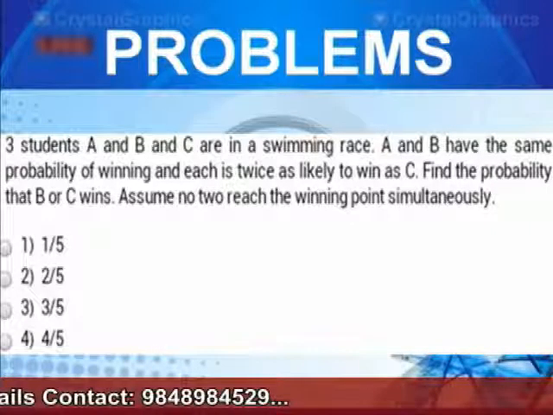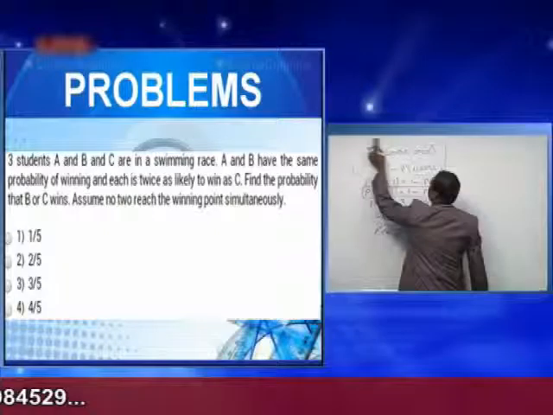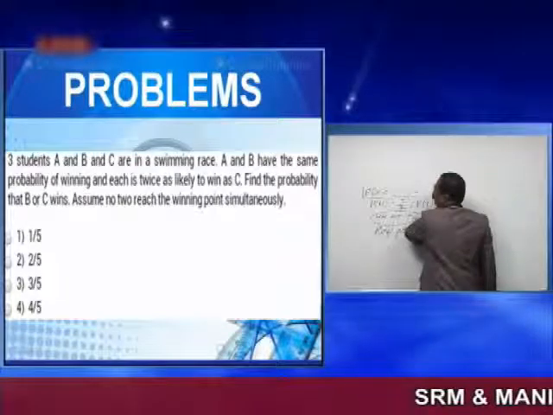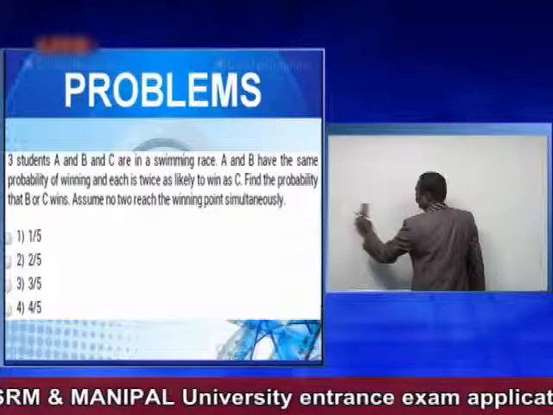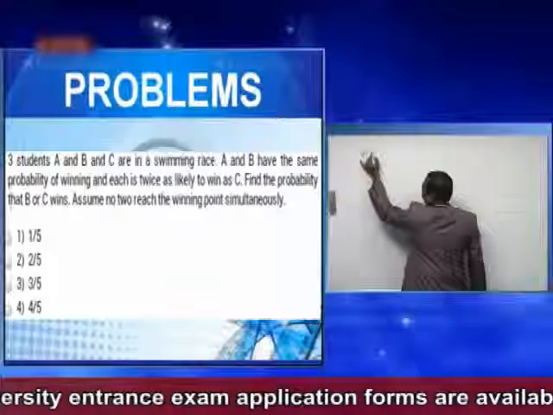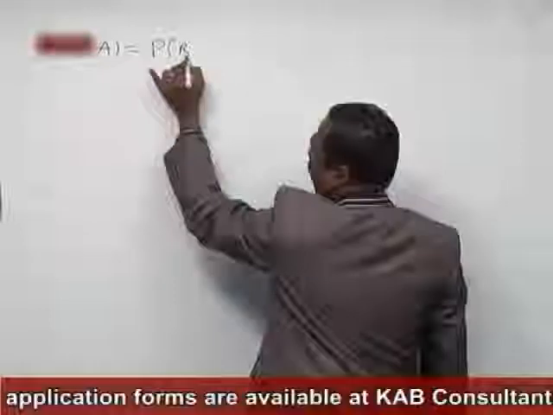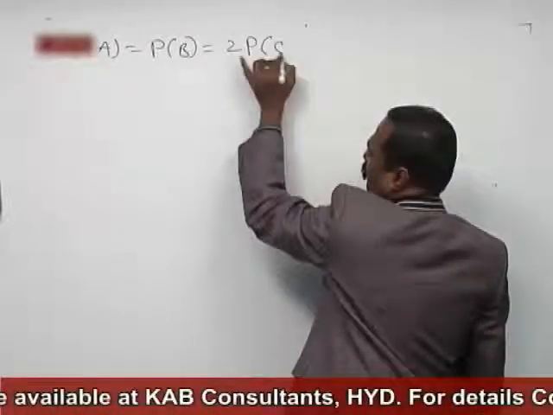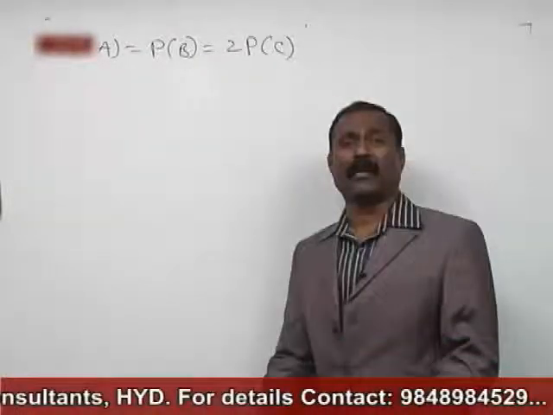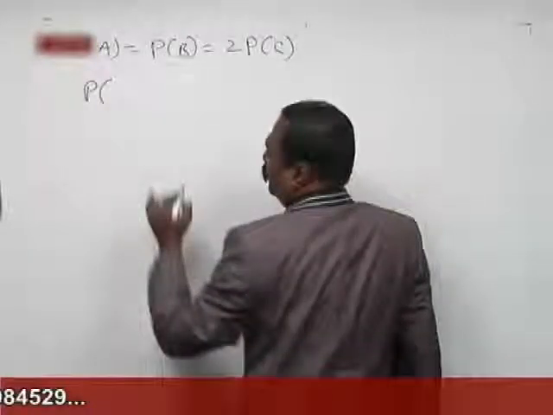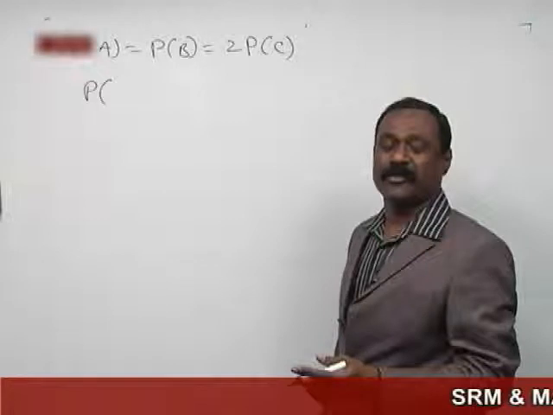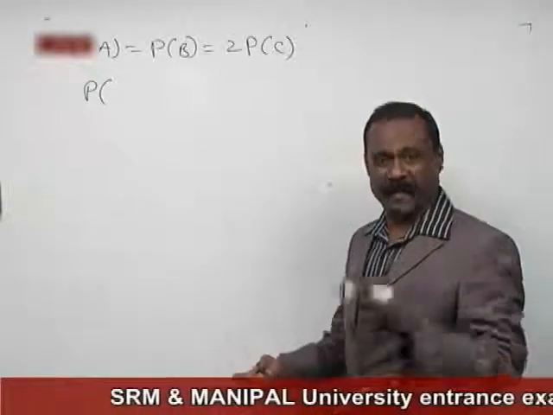So according to the data, I'll give you just the hints and you work it out on your own. It is a simple problem. You are given that P(A) and P(B) are equal, and each is equal to twice P(C). How many are there in the competition? Only 3. So they are mutually exclusive events, and the sample space consists of only 3.